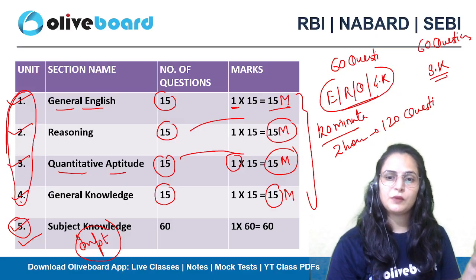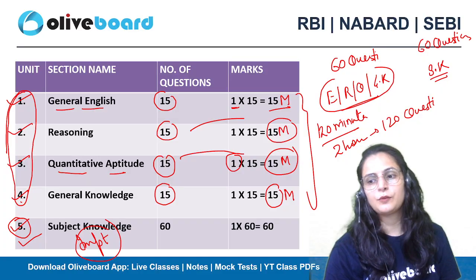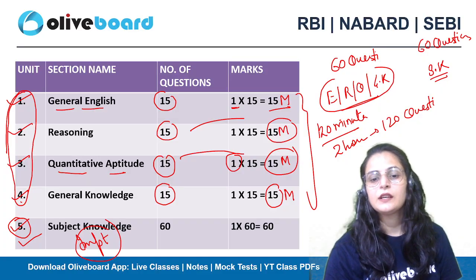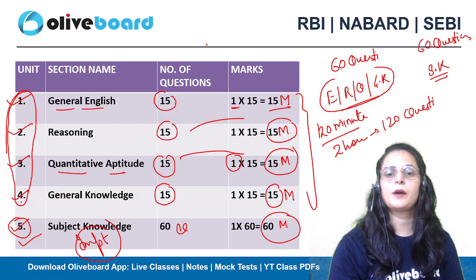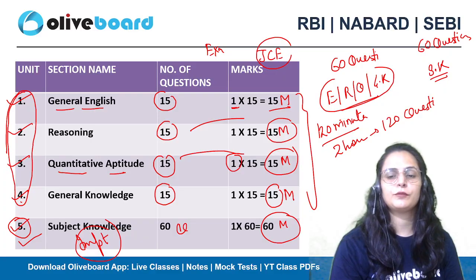But any graduate has to strengthen the agriculture portion, because 60 questions, like 60 marks, will be from the agriculture portion. So this is about the exam pattern of the junior commercial executive post.